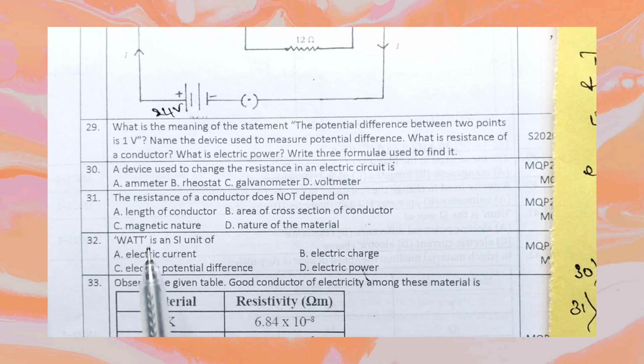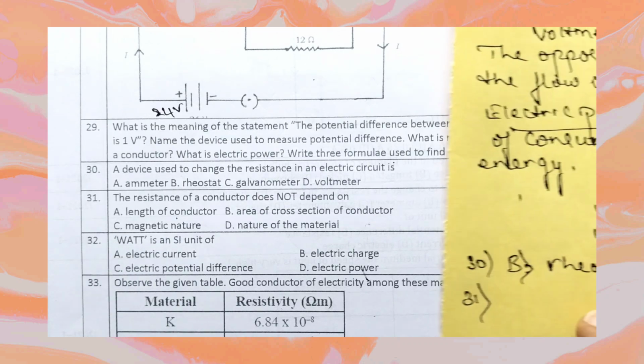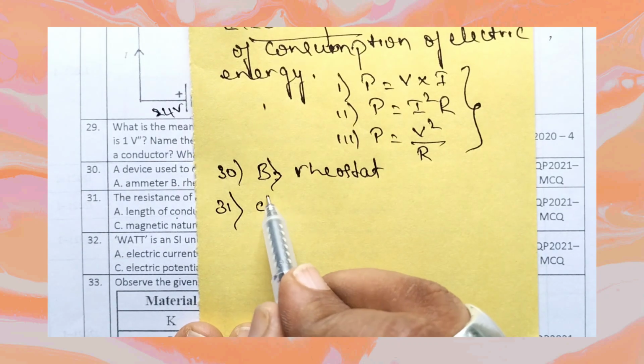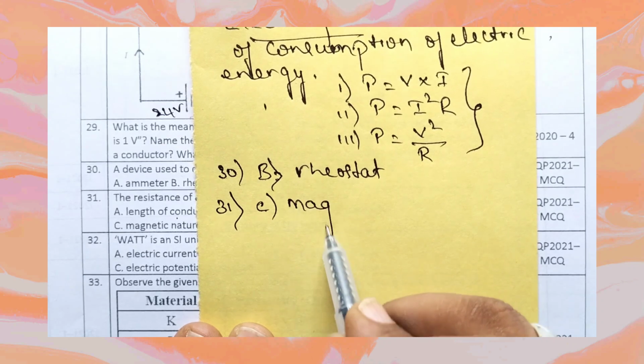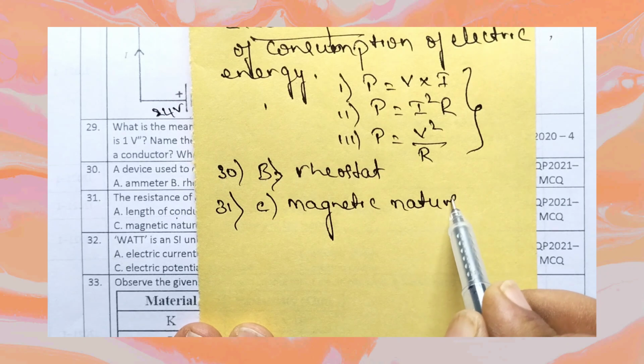Then the 31st question: the resistance of a conductor does not depend upon. It depends on the length of the conductor, area of cross section and nature of material, but it will not depend upon magnetic nature. Therefore the right answer for the 31st is option C, magnetic nature.